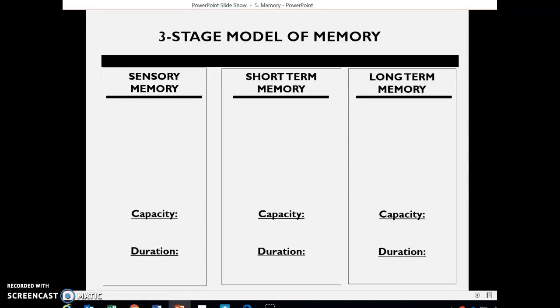All right, so here is an example of our three-stage model of memory. You'll see that very first stage is going to be our sensory memory, which moves to short-term memory, which hopefully ends up in long-term memory. So three very distinctive stages.